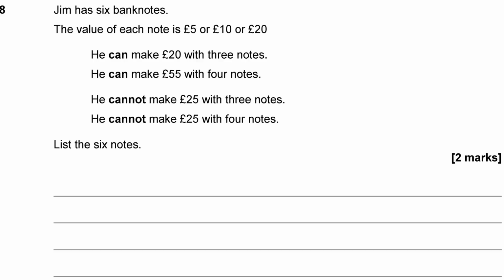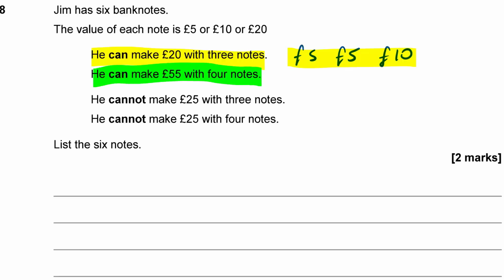So how can you make £20 with 3 notes? Well, you can make it if you've got a £5, a £5, and a £10. Are there any other ways of doing it? No, I don't think so. I just think that's the only way you can make £20, isn't it? With 2 £5 and a £10, that's the only way of doing it with 3 notes. Okay, let's have a look at the next one. He can make £55 with 4 notes. Okay, how many different ways are there of doing that?